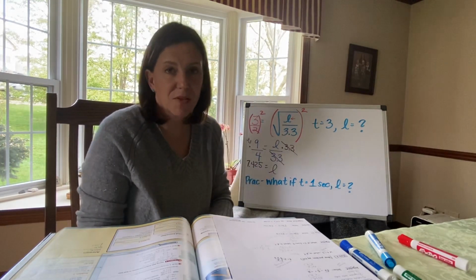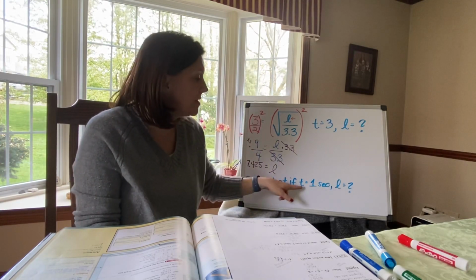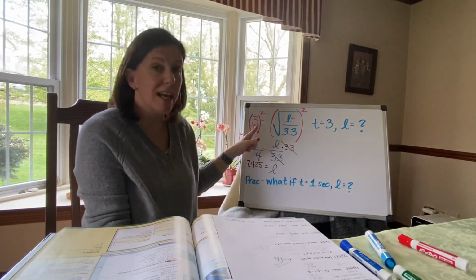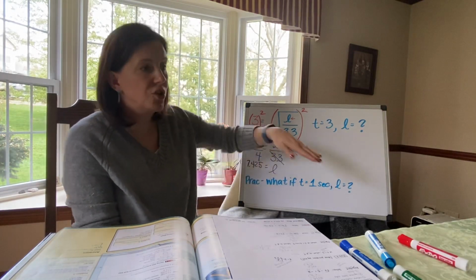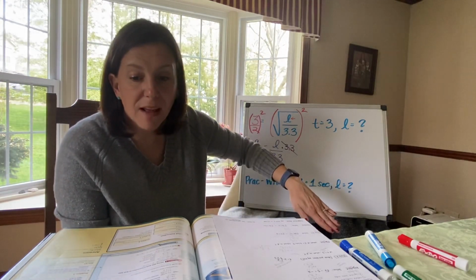The practice problem for this one says, solve the same exact problem. But in this scenario, what if t equals 1 second? So our t for the original problem was 3 seconds. So it took 3 seconds for this pendulum to complete a swing.